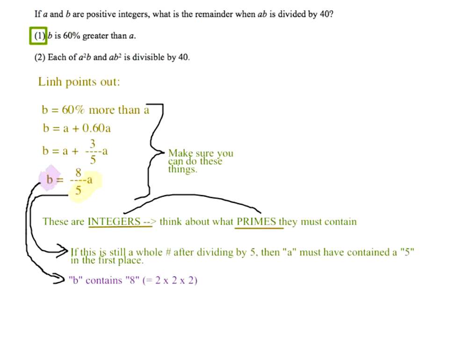So that's enough to realize that you've got a multiple of 40 going on here, because A has a 5 in it, and B has an 8 in it, or 3 2s if you want to think about primes. So A contains a 5. B contains 2 times 2 times 2. So that means that AB contains 5 times 2 times 2 times 2, which is 40. So your remainder is 0.